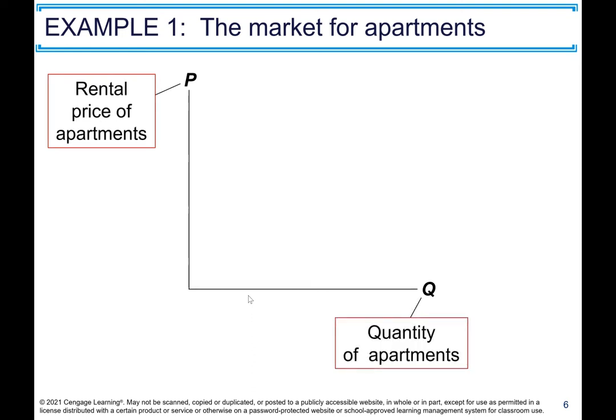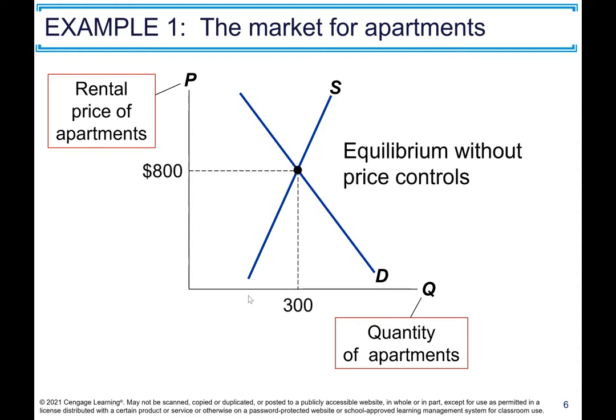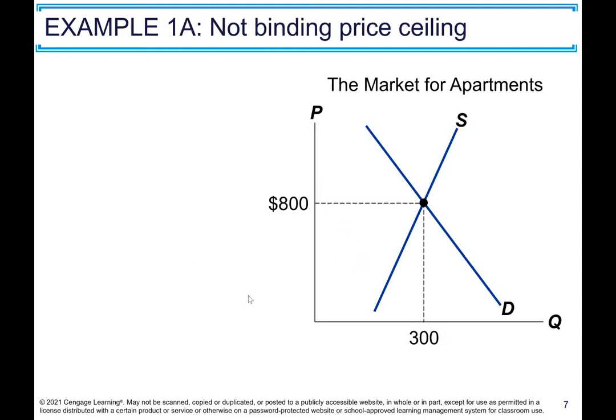Let's look at the market for apartments. On the vertical axis is rent, and the horizontal axis is the quantity of apartments. There's a downward sloping demand, an upward sloping supply, and the equilibrium price, or equilibrium rent, is 800, and the equilibrium quantity is 300. That is the equilibrium without price controls.